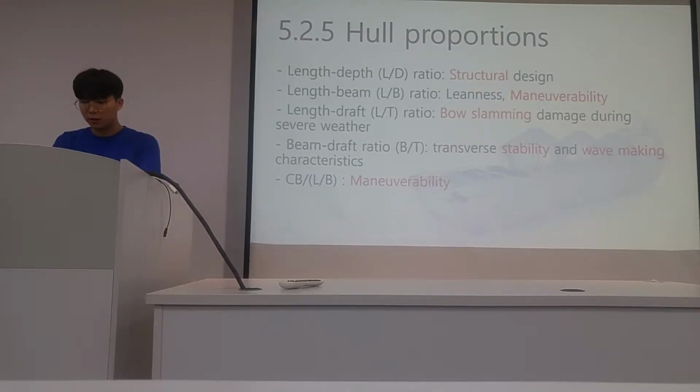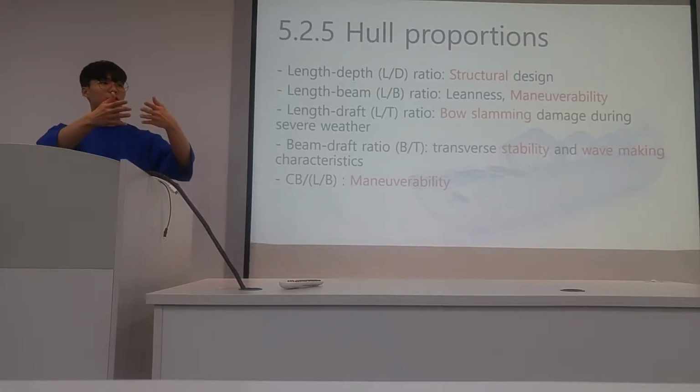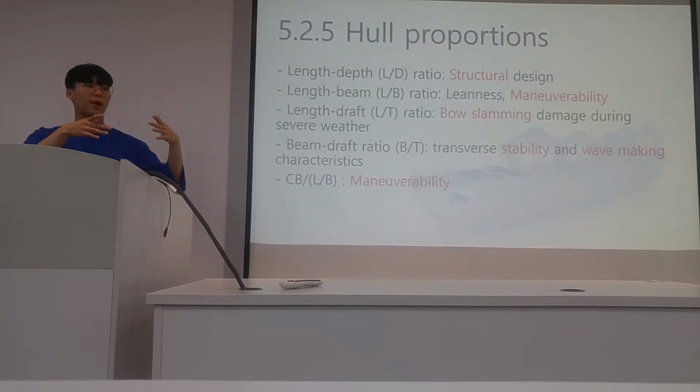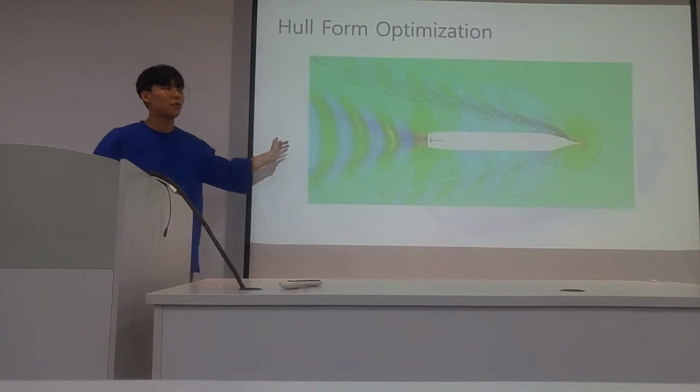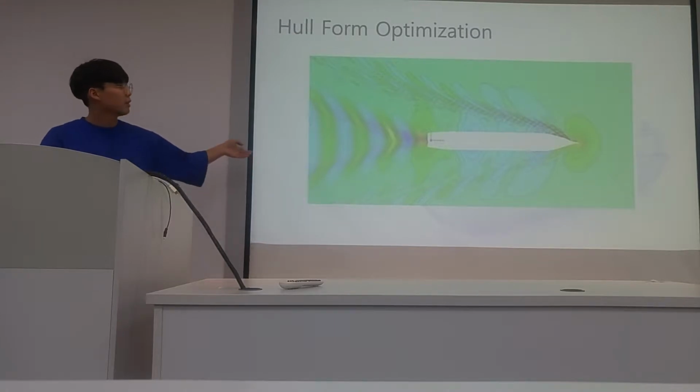Beam draft ratio is important for stability and wave making characteristics. Wave making is when the ship goes forward and behind the ship it makes some waves, like in this picture. Nowadays they optimize the hull form with some programs, thinking about wave making and fluctuating of ships.